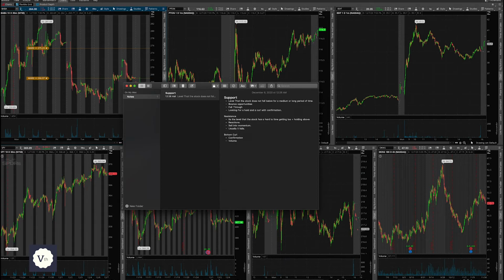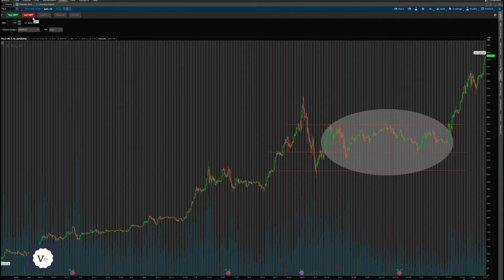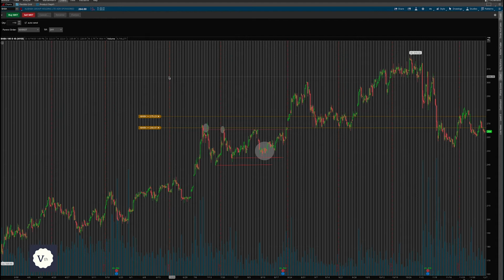These are the definitions here. So let's go ahead and take it to the chart. For the example, we're going to go with BABA. The first thing I want to do when I'm looking for support and resistance is I like to scale out first before I go intraday. So right now we are looking at the 180-day 4-hour chart.